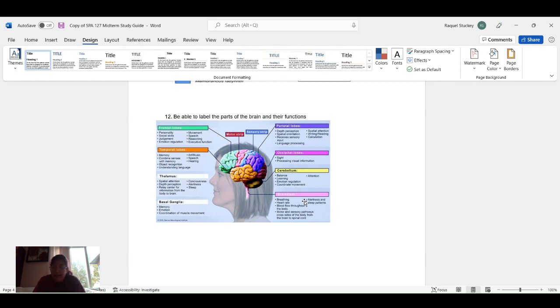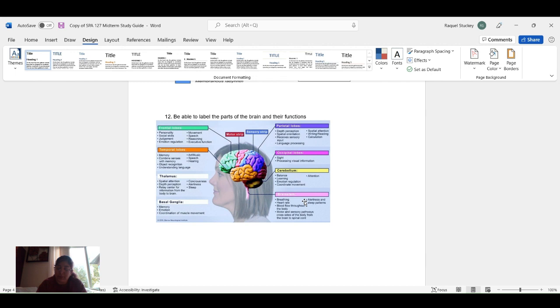What part of the brain is in charge of personality, social skills, movement, speech, judgment, reasoning, emotional regulation, and executive functions? Frontal lobe. What part of the brain functions memory, combines senses with memory, object recognition, understanding language, art, music, and speech and hearing?